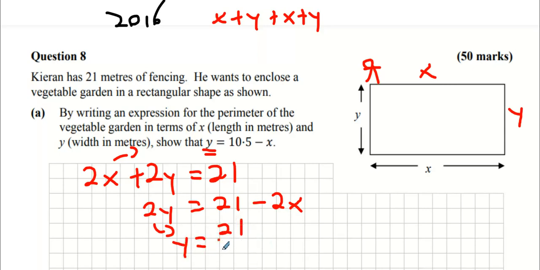So it's going to be 21 divided by 2 and 2x divided by 2. And 21 divided by 2 is 10.5. And 2x divided by 2 is x. And that proves what we were looking for a second ago.